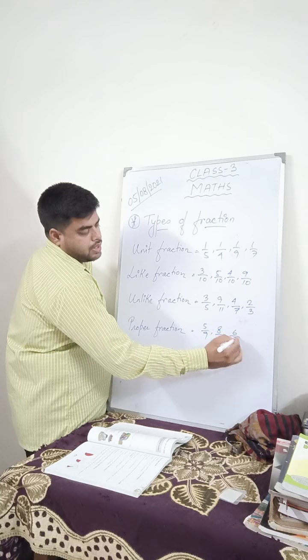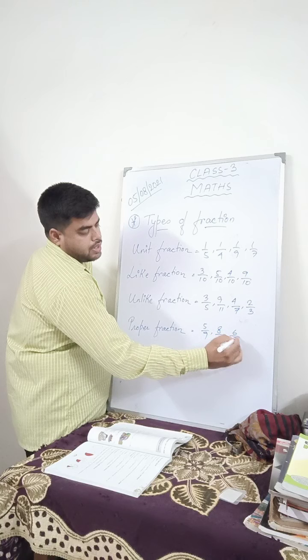Unit fraction, I have already told you, when we write fractional numbers, we write one number at the top and the other number at the bottom. That is, we write numerator by denominator. A unit fraction is that fraction in which the numerator is always 1. For example, 1 by 5, the denominator can be anything, but the numerator will always be 1. 1 by 9, 1 by 7. So you see, in each case the numerator is always 1.